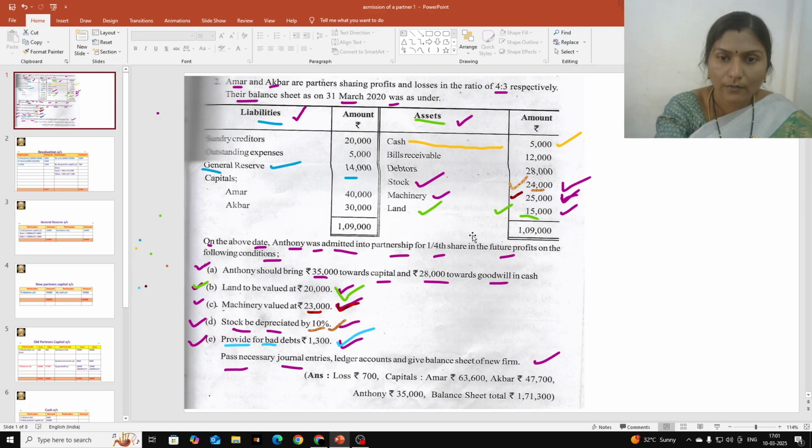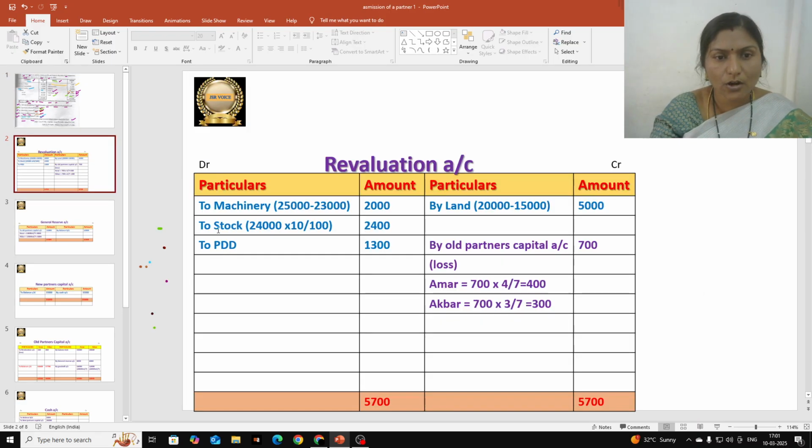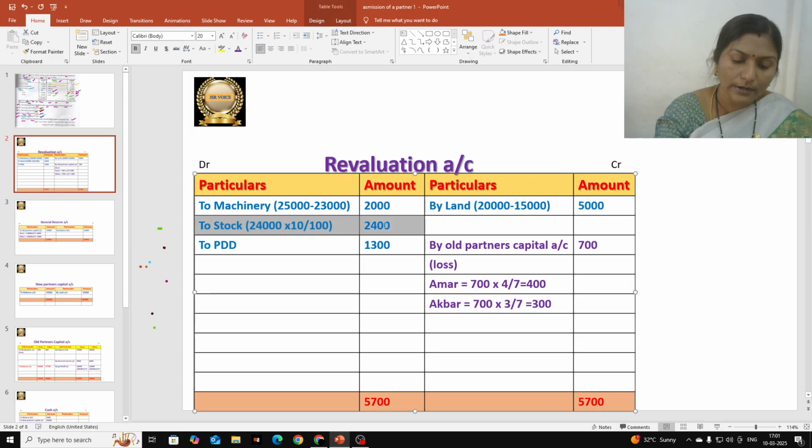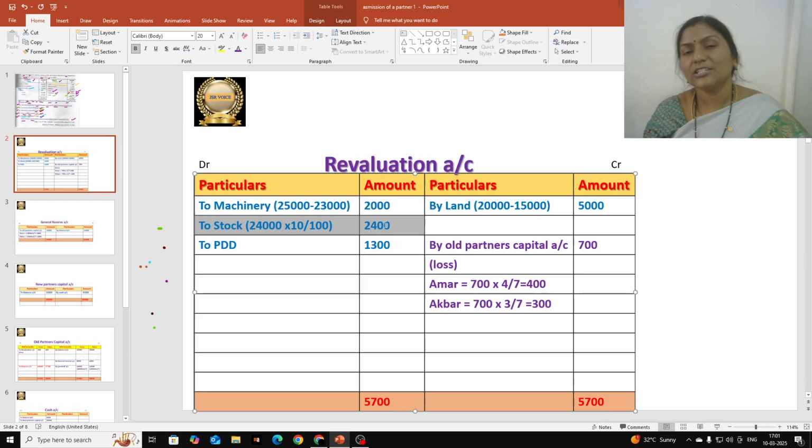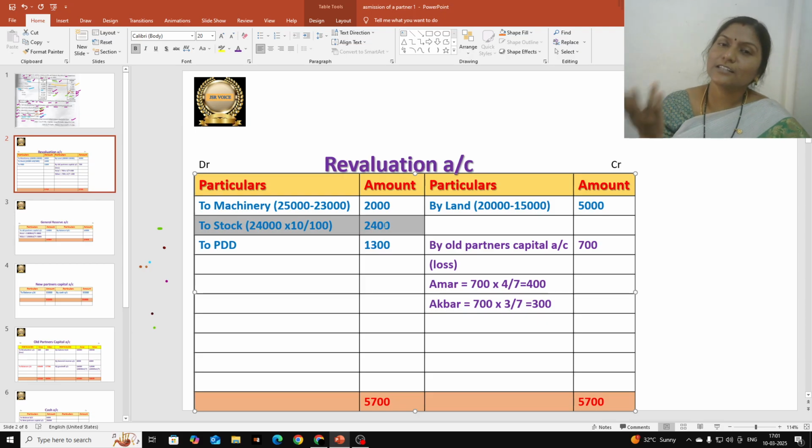Actually, the stock value given here is 24,000, and in the revaluation account we recorded it on the debit side because stock is reduced. Depreciation is there. How much? 2,400. So we should deduct that 2,400 from 24,000 in the new balance sheet. If any asset is decreasing, we should deduct. If any asset is increasing, we should add.